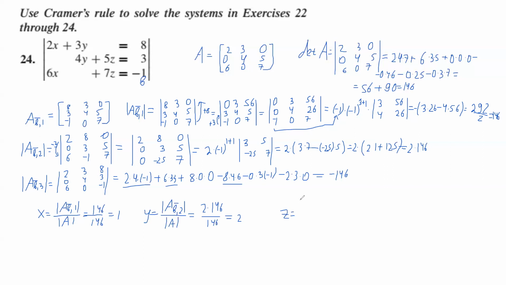And z is the determinant when we substitute column B instead of the third column of the matrix A, divided by the determinant of matrix A, which is negative 146 divided by 146, which is minus 1. So we solved the first problem.